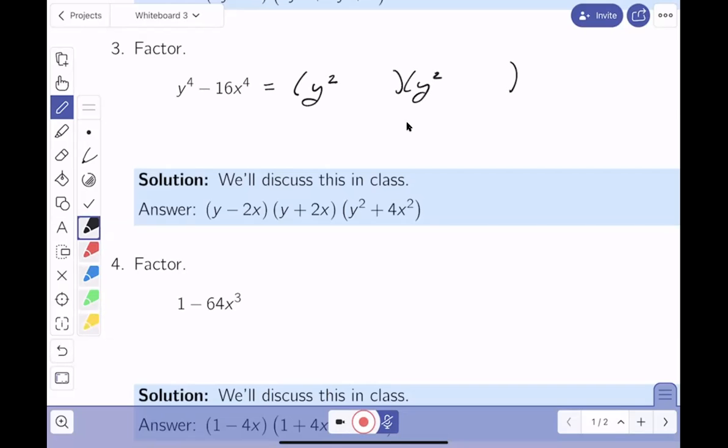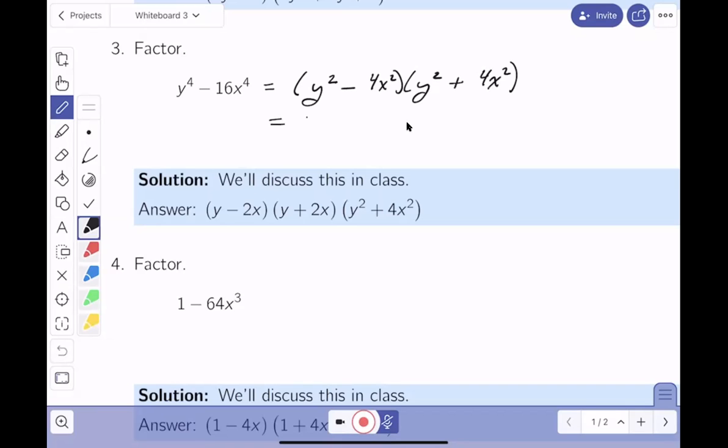So I'm going to say y squared times y squared is y to the fourth. How about the 16x to the fourth? I would say 4x squared and 4x squared. I'm not saying it's going to work. I'm just saying I'm willing to try it. I'm going to put some signs down here and I'll give it a shot. I'll put down minus and plus.